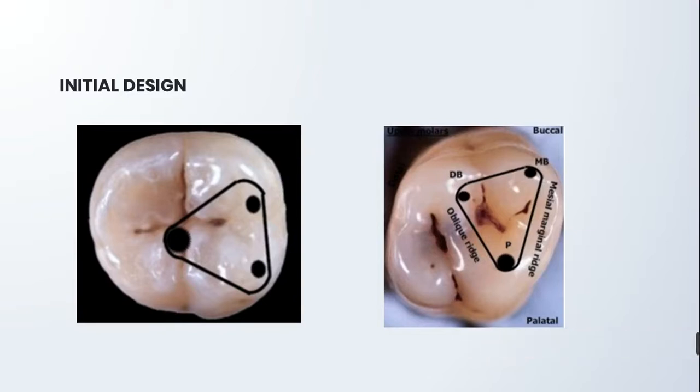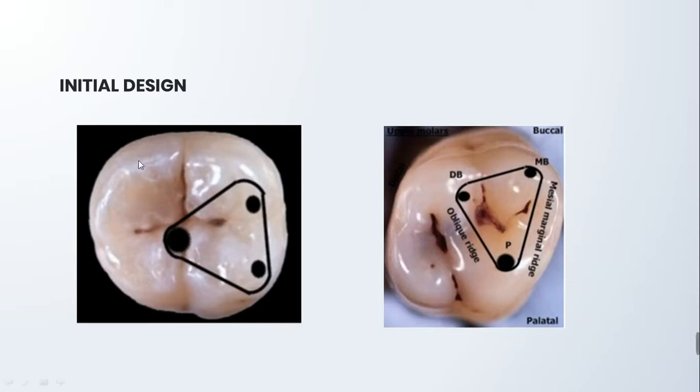So initially the design was discussed for posterior teeth of the maxilla. As we have seen in the last video, the oblique ridge has to be saved, the mesial marginal ridge has to be saved, and the mesiobuccal cusp is important for the design of the access cavity. Now we are covering today the molars of the mandible.